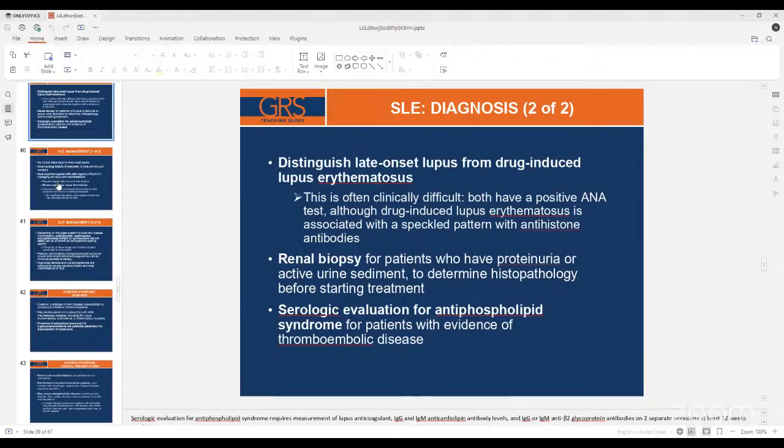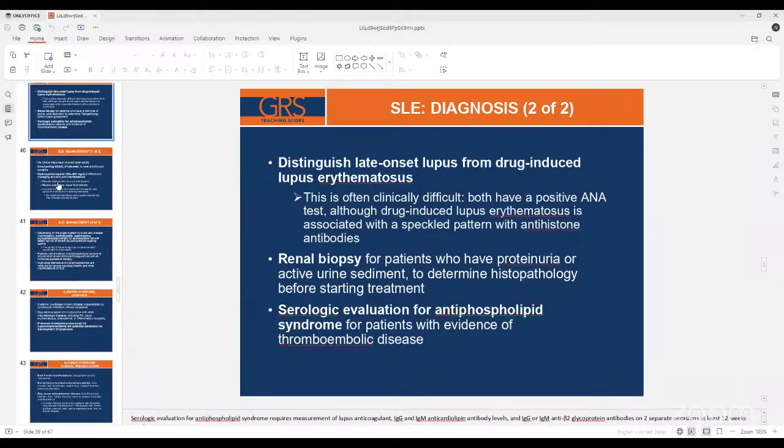Both have a positive ANA test. All drug-induced lupus is associated with a speckled pattern with antihistone antibodies. You'll find antihistone antibodies with drug-induced lupus, but still it is difficult to distinguish.